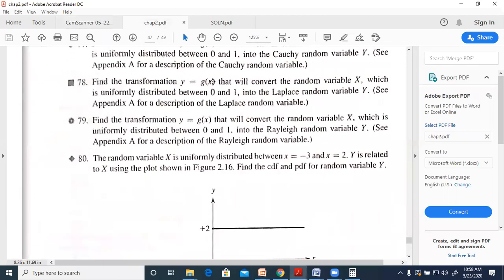Okay, similarly, let us go for solving the 77. So 77 is given the transformation Y equal to g(X), that will convert the random variable X, which is uniformly distributed between 0 and 1, into the Laplace random variable Y. See the appendix A for the description of the Laplace random variable. So we are given the transformation here, and X is given and Y we need to convert, and Y is the Laplace random variable, whereas X is the uniformly distributed case. The Laplace random variable is what we need to solve.